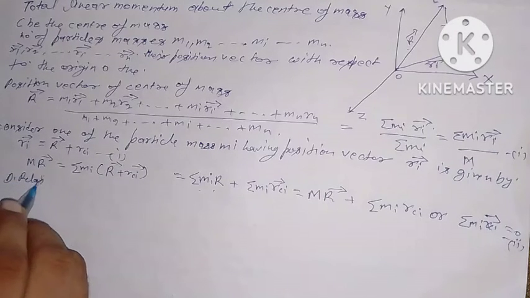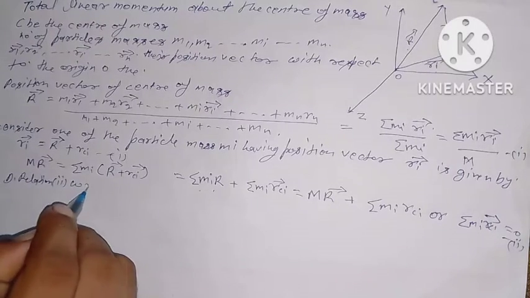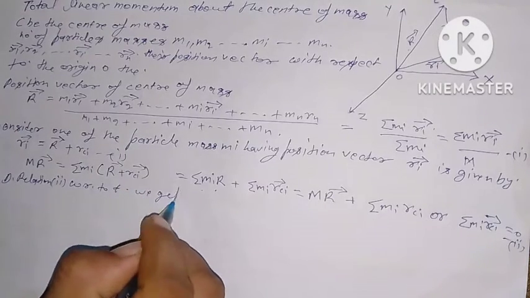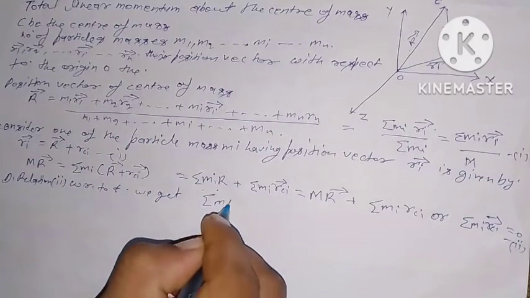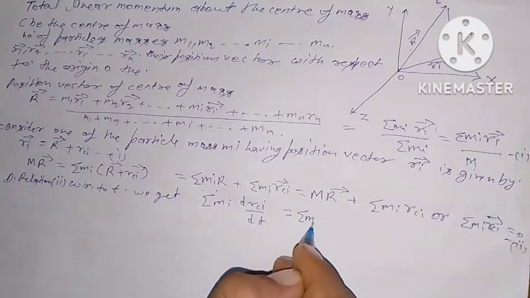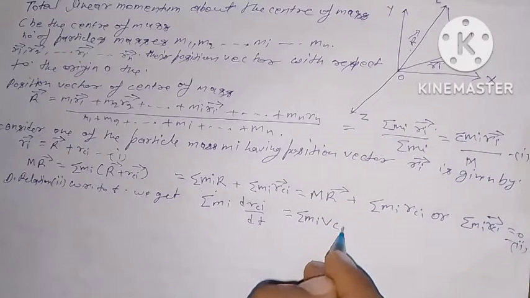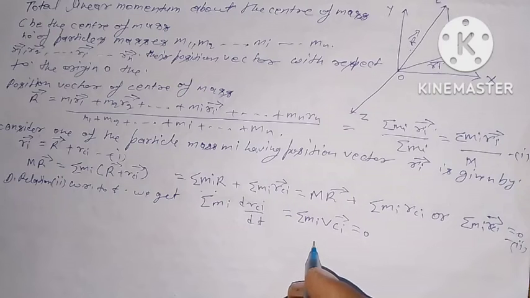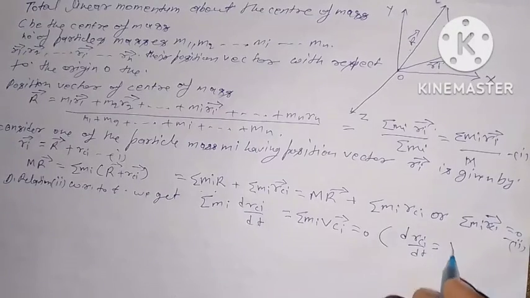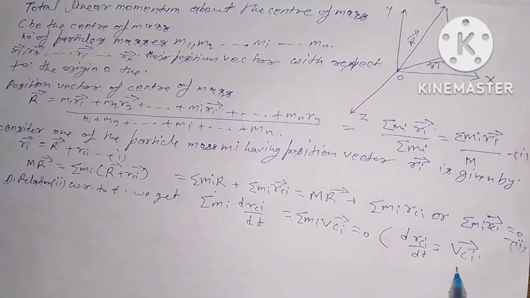Differentiating relation 2 with respect to t, we get sigma mi d rCi upon dt equal to sigma mi vCi vector equal to 0, because d rCi upon dt equal to vCi, the velocity of the particle of mass mi relative to the center of mass. Sigma mi vCi therefore gives the total linear momentum of all the particles about the center of mass.